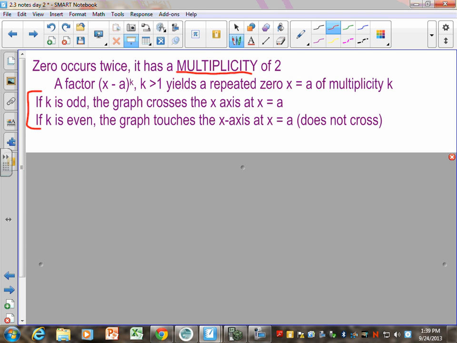In the past, we've called this 0 a double root or a repeated 0. We've said that. But the technical term for this is multiplicity.